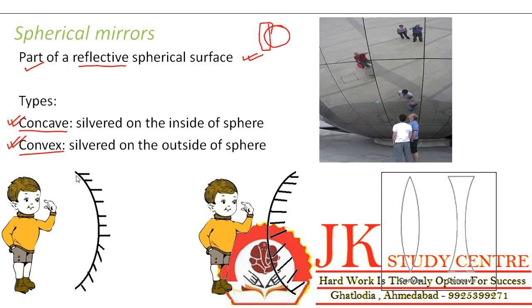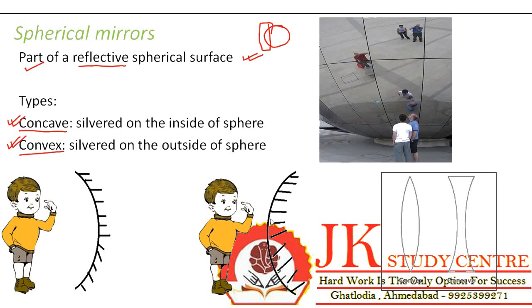So when I talk about a concave mirror, the inside surface of the sphere is silvered. As you can see here, this portion is silvered, the inside part is silvered. The other part, that is the back of the mirror, is denoted by these lines. This is how we represent a concave mirror. So the person, whoever is the object, has to be present on this side, so that this is your silvered portion and you can see your image, right?